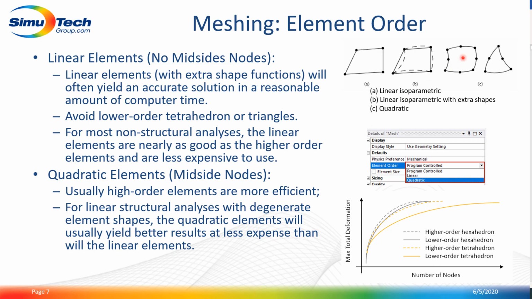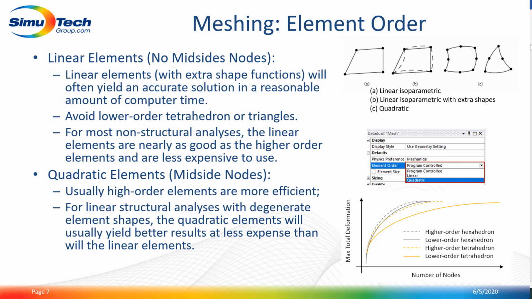The difference between the two is that mid-side nodes are added to the quadratic element. This will generally lead to a better accuracy when compared to the linear element. However, a linear element, if properly used, will often yield an acceptable and accurate solution within a reasonable amount of computing time. Basically, inside Mechanical, if you go on the details of the mesh, you can choose the order here between linear and quadratic. Also, if you will be using a linear element, you should avoid using lower order tetrahedron or triangle.